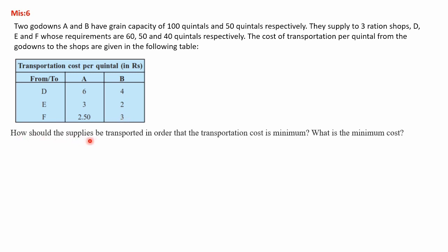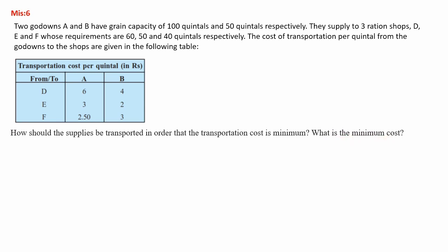How should the supplies be transported in order that the transportation cost is minimum? What is the minimum cost? So here this is the transportation cost per quintal, and we have to find out in which way the supplies should be transported in order that the transportation cost is minimum, and what is the minimum cost for transportation. That is what we have to calculate.